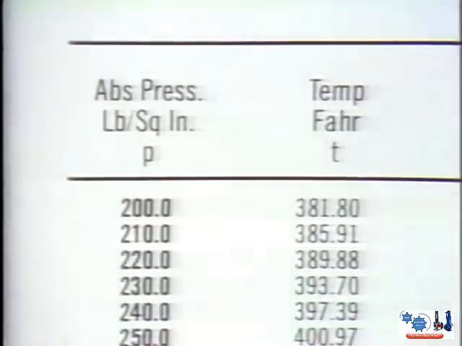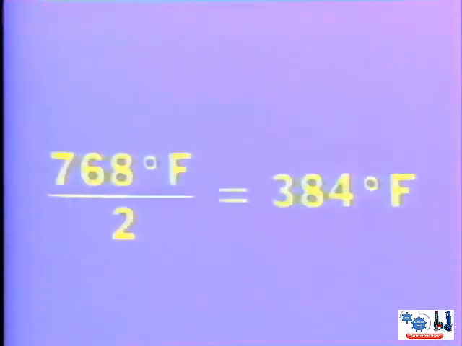Since the value for 205 psia occurs halfway in between, if we add the two values for temperature together and divide by 2, we'll get the approximate saturation temperature for water at 205 psia. For our calculations, we'll round off 381.80 to 382, and 385.91 to 386. Adding these values together, we get 768. Dividing 768 by 2, we get 384 degrees Fahrenheit as our answer.